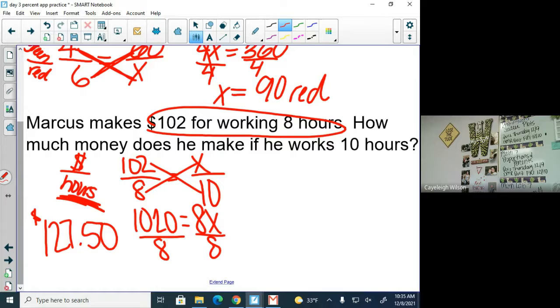One other thing before I let you work on the other side. There is a difference between markup and markdown. What do you think the difference is? James? One's up. Yeah, but what do you think the difference is when you do a problem, if it talks about a markup or a markdown? No, what adds and what subtracts. Yes. Okay, so if you have a markup, they add it onto the price. If they have a markdown, that's a discount. They subtract it from the price.